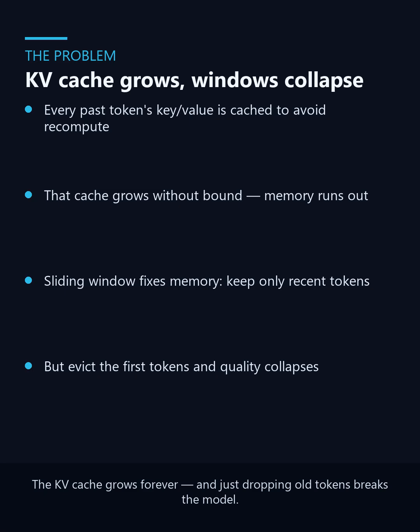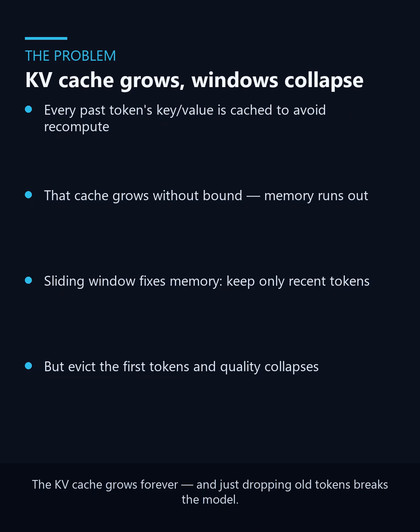As a model generates, it caches the key and value vectors of every past token so it need not recompute them. That KV cache grows without bound, so a long conversation eventually runs out of memory. The obvious fix is a sliding window. Keep only recent tokens and drop the oldest.